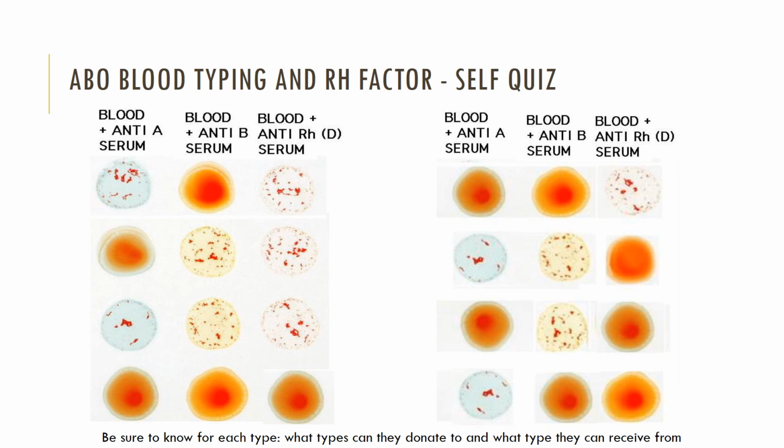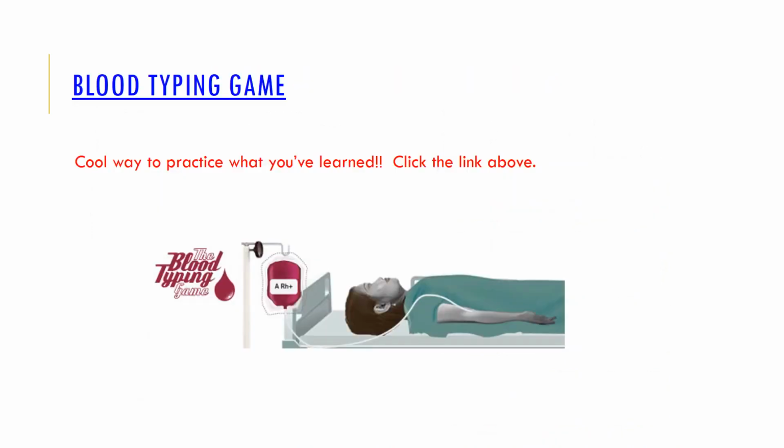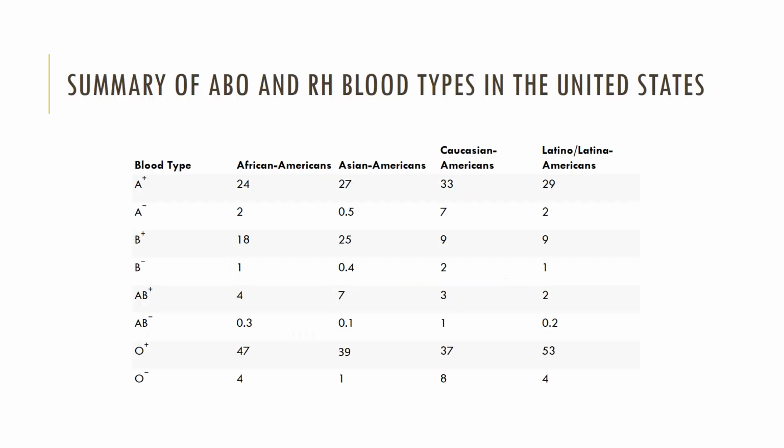There is a blood typing game with a link shown here that you can play to practice the different types of blood types and being able to determine them. Be sure you can identify the various blood types as shown. And here is a summary of the ABO and Rh blood types in the United States. Blood types will vary by region.